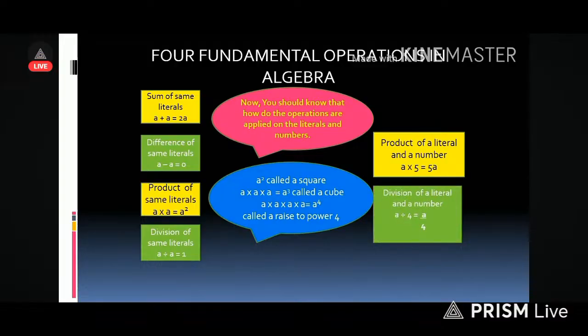Division of a literal and a number. A divided by 4 will be a upon 4. 10 divided by b is equal to 10 upon b.